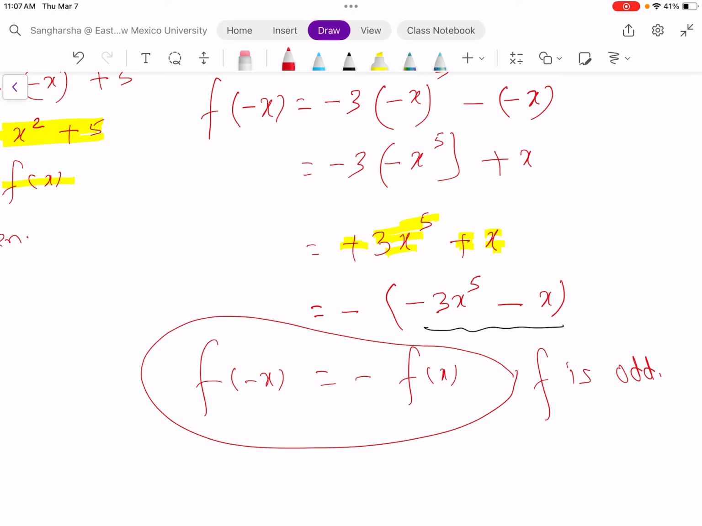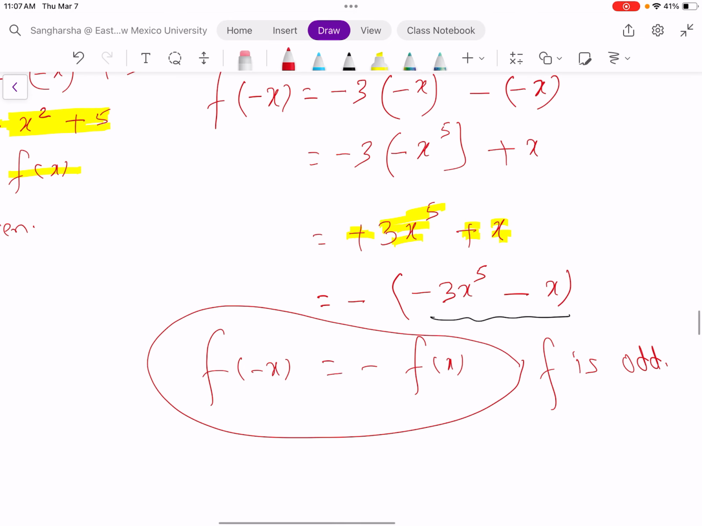So for an even function, after replacing negative x, you get exactly the same function. For an odd function, you get the same terms, and every term has exactly the opposite sign. That's the condition for an odd function. You will have one similar question on your exam. Let me know if you have any questions here.